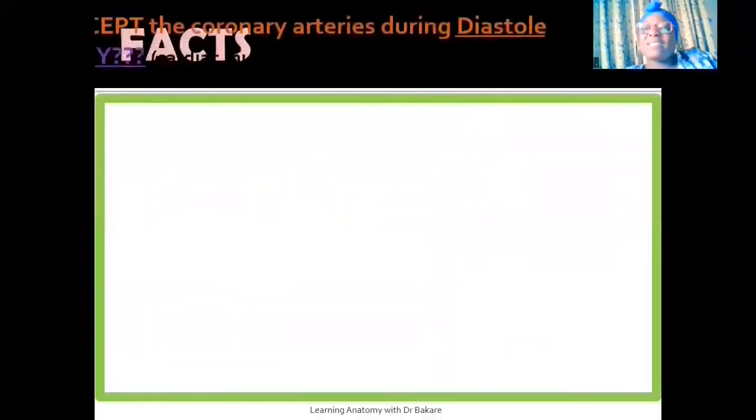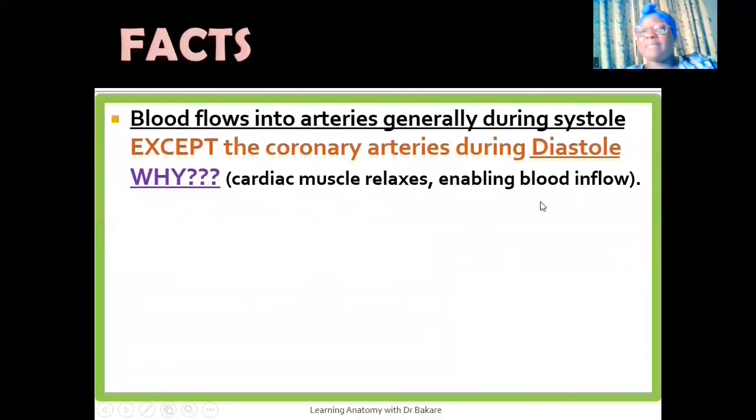So let's establish some facts, and this includes that blood generally flows into the arteries during systole. This means that blood will flow into different arteries in the body during the contraction of the heart. So when the heart contracts, the blood is pushed out of the heart, and this will be used to feed the different vessels in the body. So that is why, when there is systole, that is contraction of the heart, blood is directed into the arteries. This is the general phenomenon.